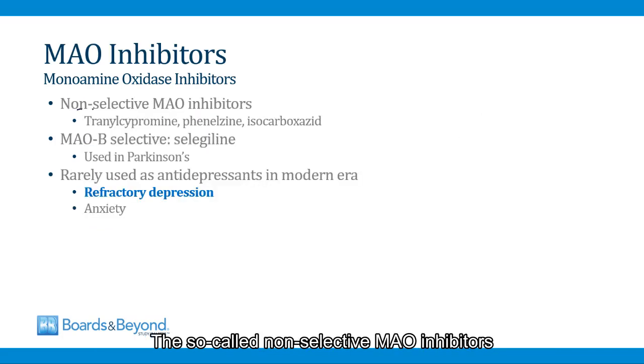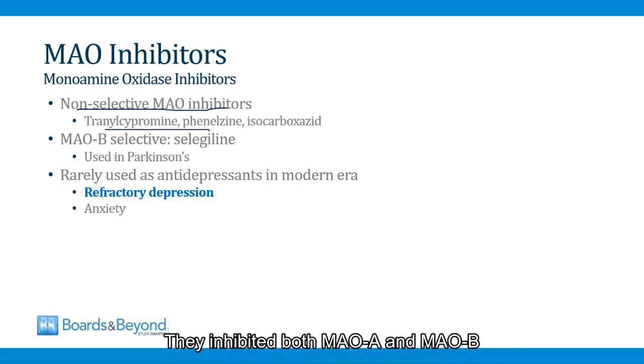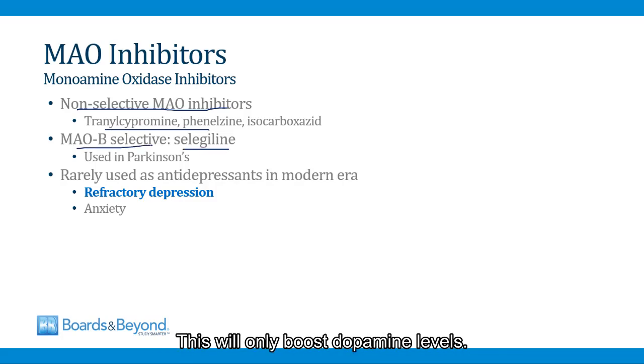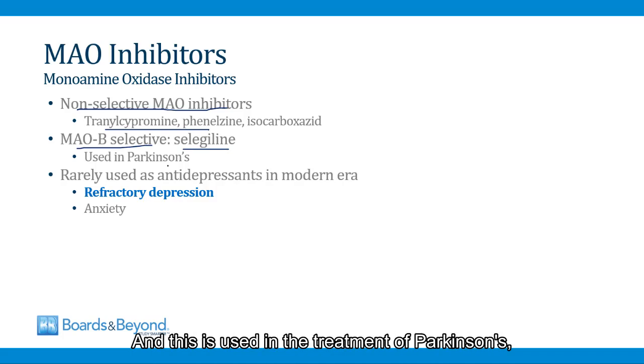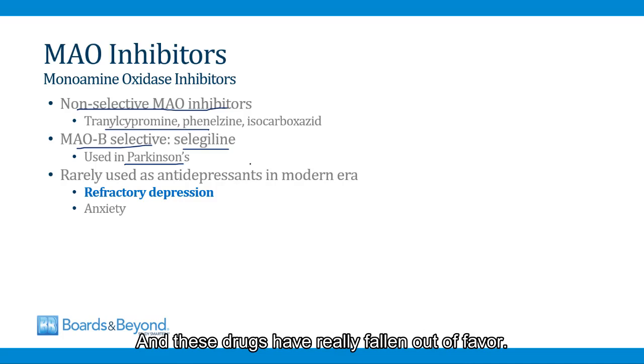The so-called non-selective MAO inhibitors include drugs like tranylcypromine, phenelzine, and isocarboxazid. These drugs were used to treat depression. They inhibited both MAO-A and MAO-B and boosted levels of monoamines in the central nervous system. Selegiline is a drug that is MAO-B selective. This will only boost dopamine levels, and this is used in the treatment of Parkinson's, which I talk about in another video. And these drugs have really fallen out of favor.